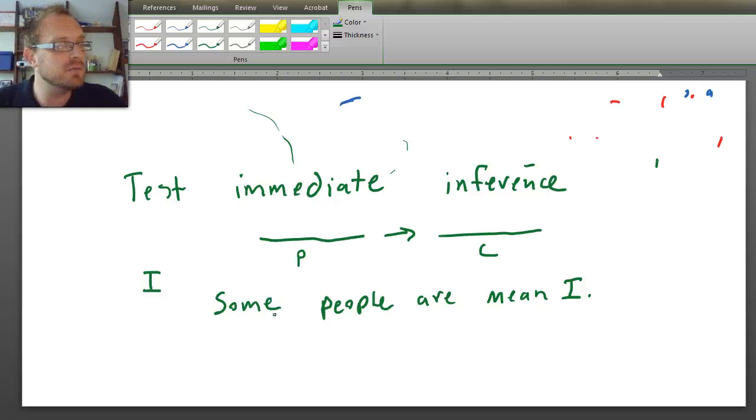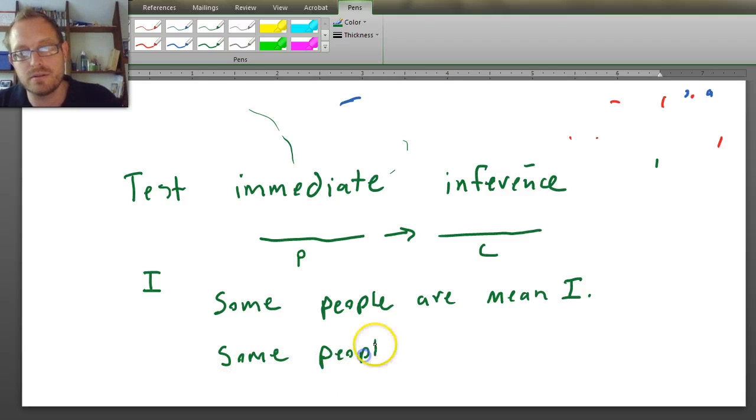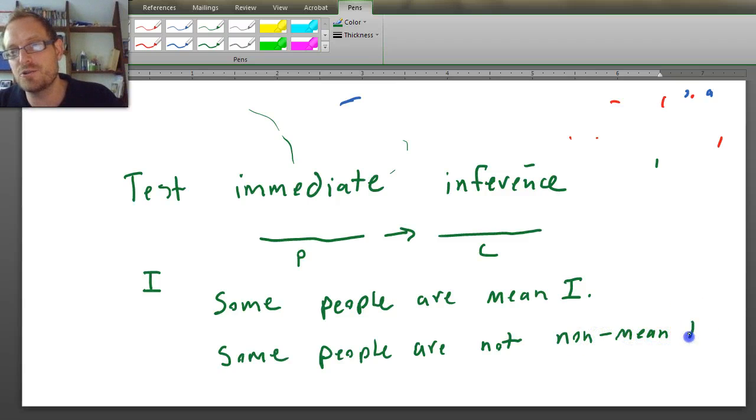Now remember, aversion was where I had to change the quality. So I have to put this into a negative, and then I have to replace the predicate term. So it would change to: some people are not non-mean individuals. Now you can notice here that I obviously don't talk like that, but this is what an aversion would look like here.